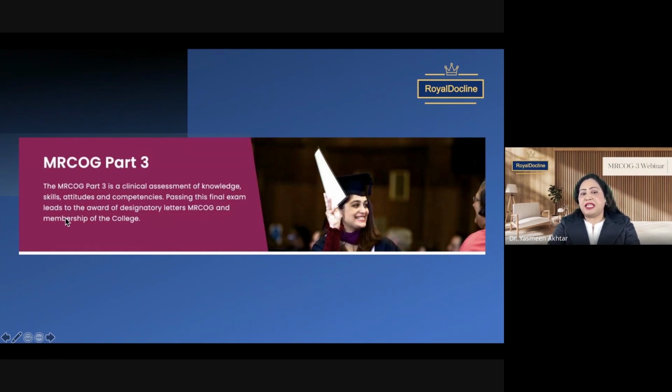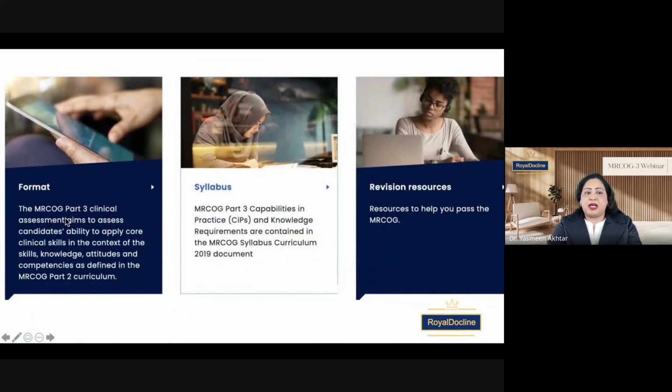Passing this final exam will lead to the award of the designatory letters from the MRCOG, of course, and finally you will end up at the point where you will get your membership from the college one day. I wish you good luck, everybody, to be there for this ceremony soon. So here you can see the format. The college says very clearly what the format of this exam is. This is also a college slide. The MRCOG Part 3 clinical assessment aims to assess candidates' ability to apply core clinical skills in the context of the skills, knowledge, attitude, and competences which are defined in the Part 2 curriculum as well.